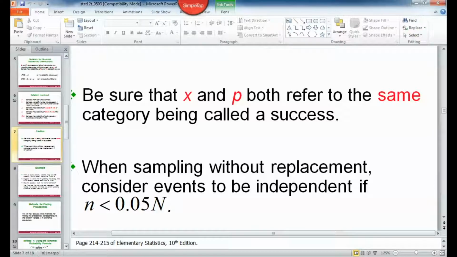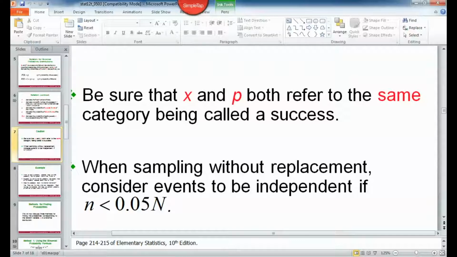Be sure that X and P refer to the same category, being called a success. So if I want to know the probability of having a girl out of 3 births, assuming the birth rates are the same for girls and boys, then for the probability of 1 girl out of 3 births, you need to make sure the probability of 1 is talking about having a girl. And P, the success of having a girl, will need to be 0.5.